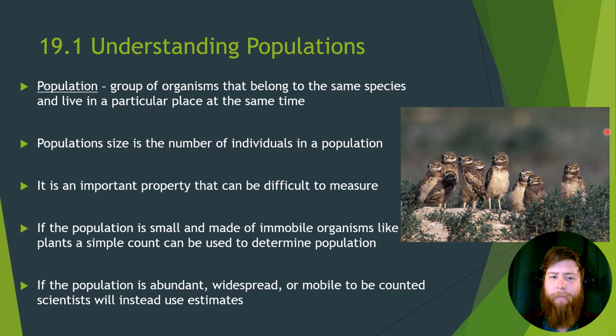But it can be hard to measure population size. If it's made of small and immobile organisms like plants, it's really easy to count. Go out into a field and count how many sunflowers are there. They're pretty easy to distinguish. They don't move around, so you can count them pretty easily. If it is an abundant population, a widespread population over a long area, or very mobile, it's harder to count exactly individual organisms, so you can use estimates instead.